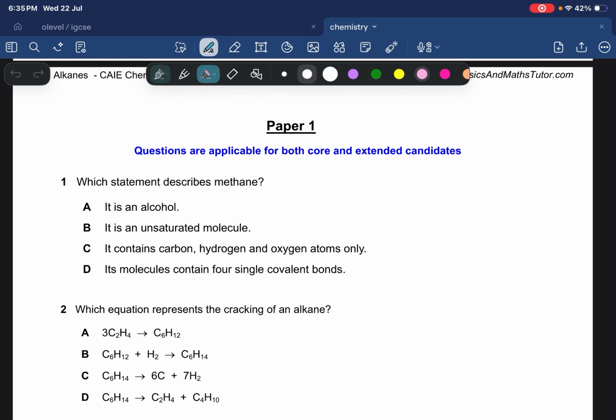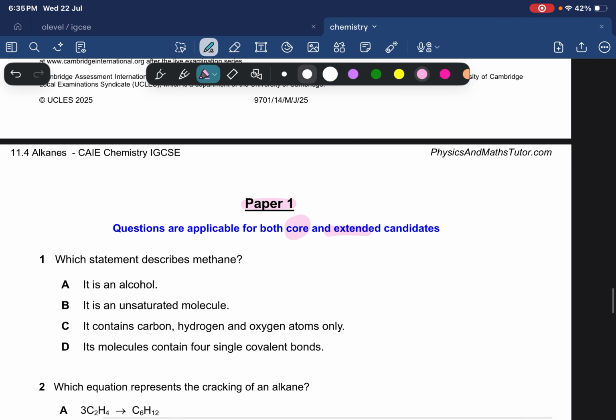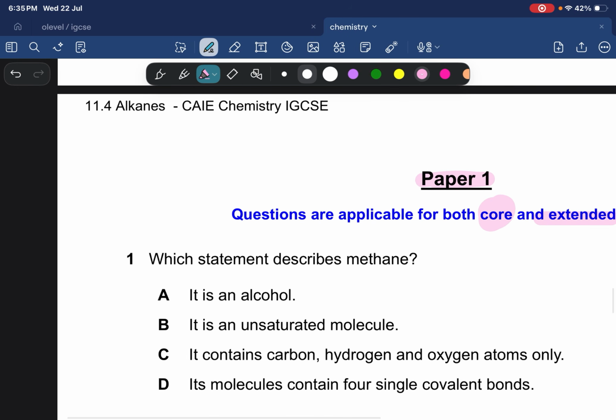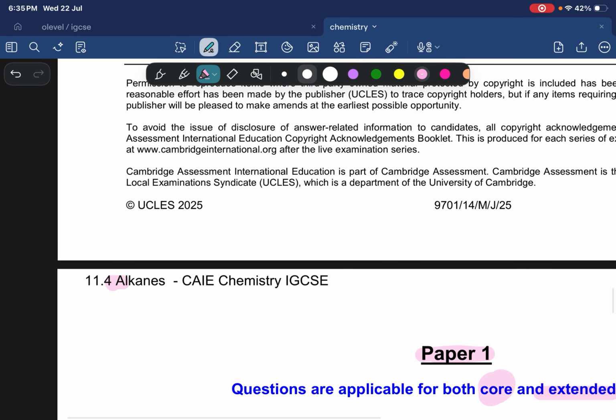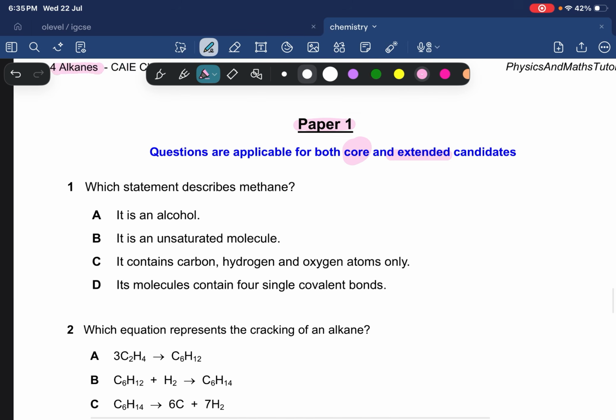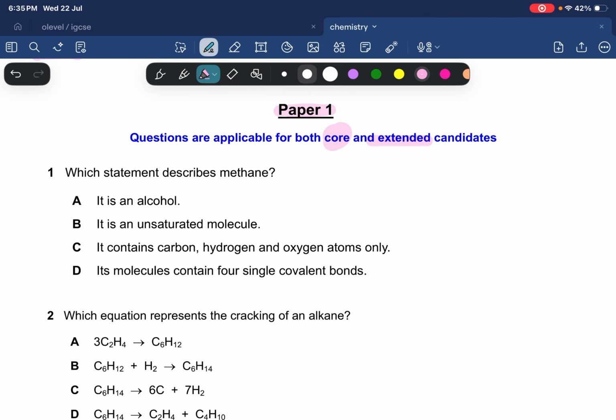We're gonna be solving paper 1. Questions are applicable for both the core and the extended candidates. The topic is alkanes, and we're gonna be solving IGCSE organic chemistry questions, right? This one is gonna be for both.